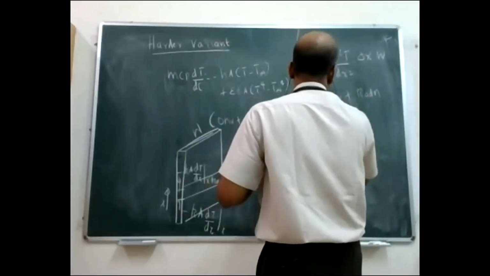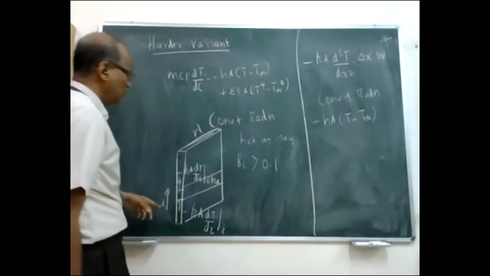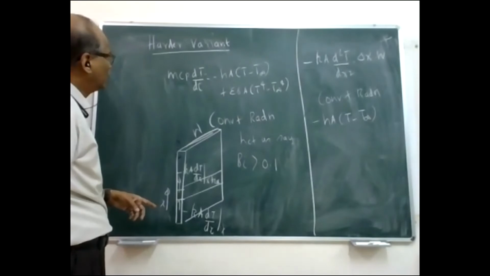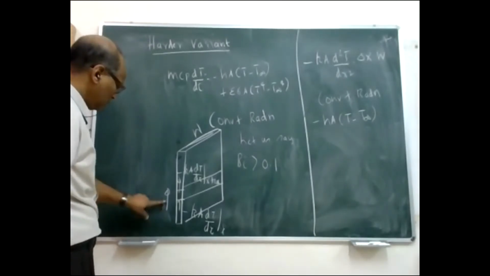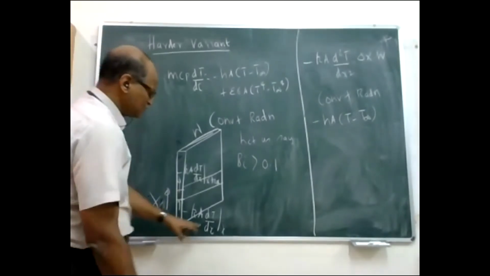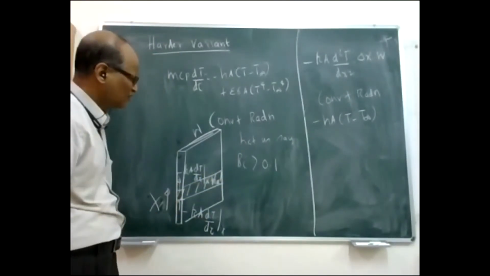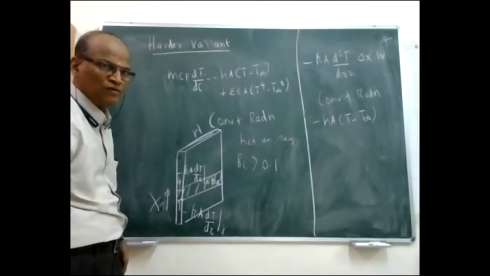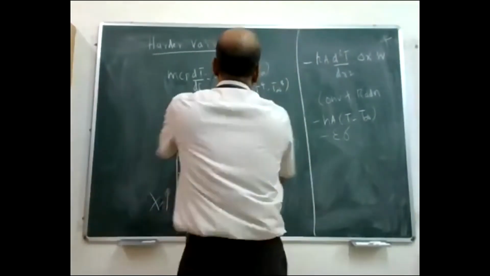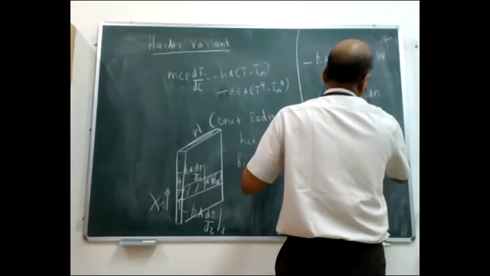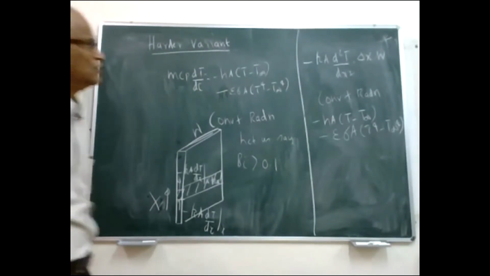Sir, what have you written in the left-hand side? Just beside the diagram. No, this is minus Ka dt by dx of x. I am saying you have to derive the fin equation. No, sir, convection plus radiation. Oh, okay, I got it. So convection plus radiation. Minus.